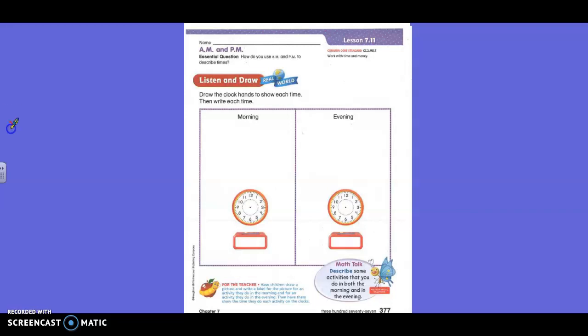we have 12 o'clock AM, which means after midnight, okay? And let's go all the way, and then you go to 12 o'clock PM. What's between there is 1, 2, 3, 4, 5, 6, 7, 8, 9, 10, 11. Just so you can kind of see this.